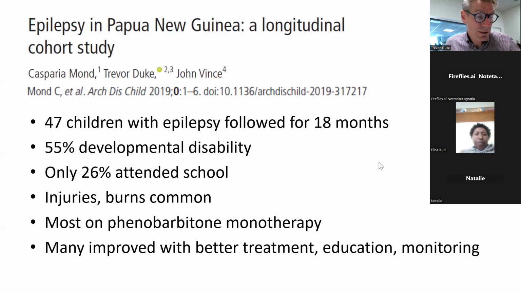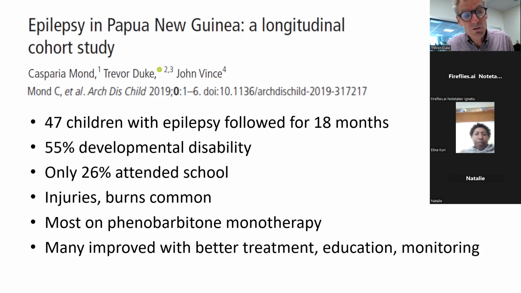I've got 2 more slides. I wanted to talk briefly about, if you want to know about what happens to children with epilepsy in Papua New Guinea, then I recommend this paper by Dr. Kaspari, a Monda pediatrician in Goroka, and for her master's thesis, she followed children with epilepsy for 18 months, a very good study, a cohort study of children with epilepsy.